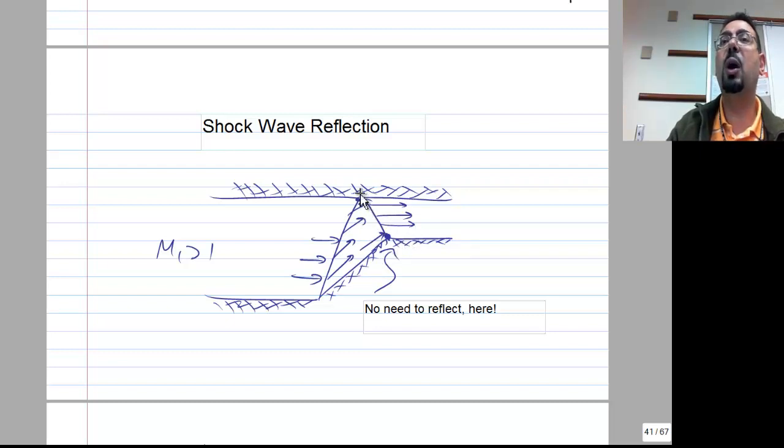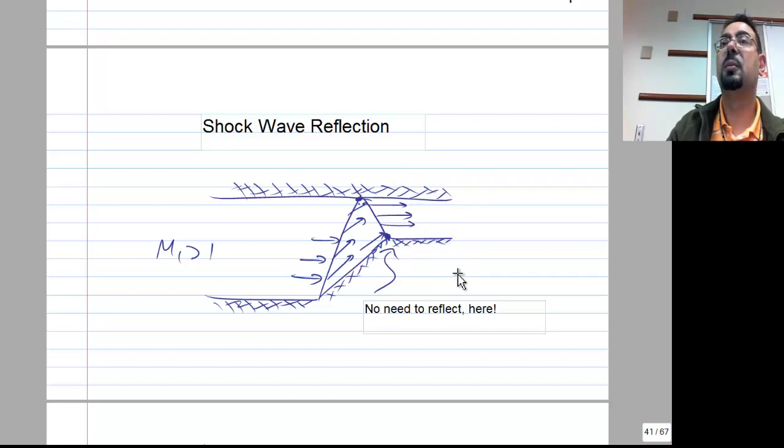And for the same reason, the second shock was not reflected from here, because the lower wall is already moving with the flow. There is no conflict between this shock and the lower wall. Had the lower wall been any different, like if it were a little bit up like this, the flow would reflect from it.